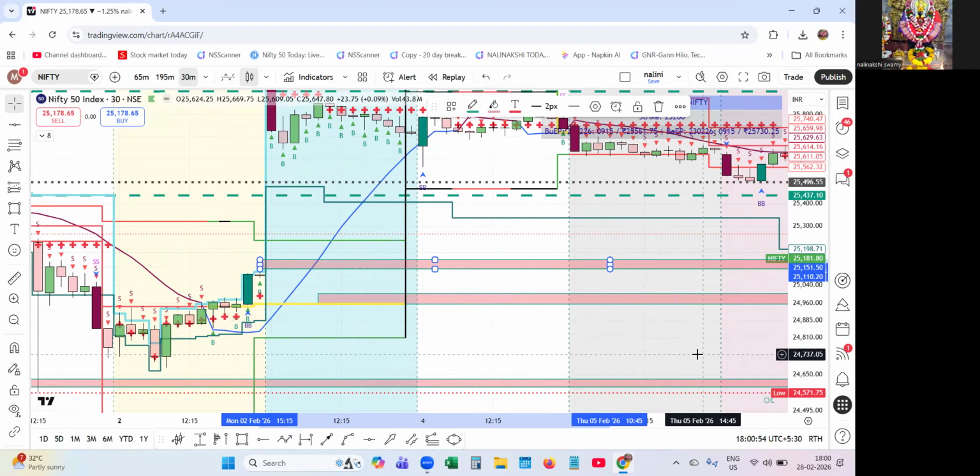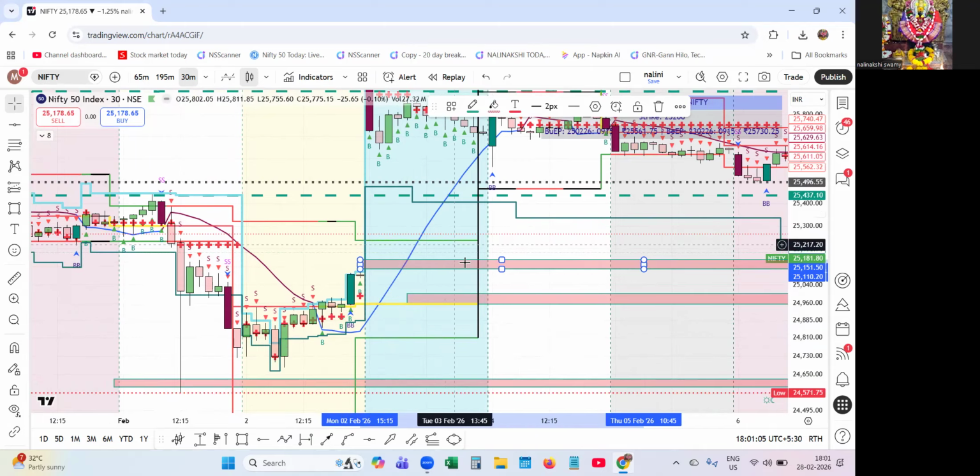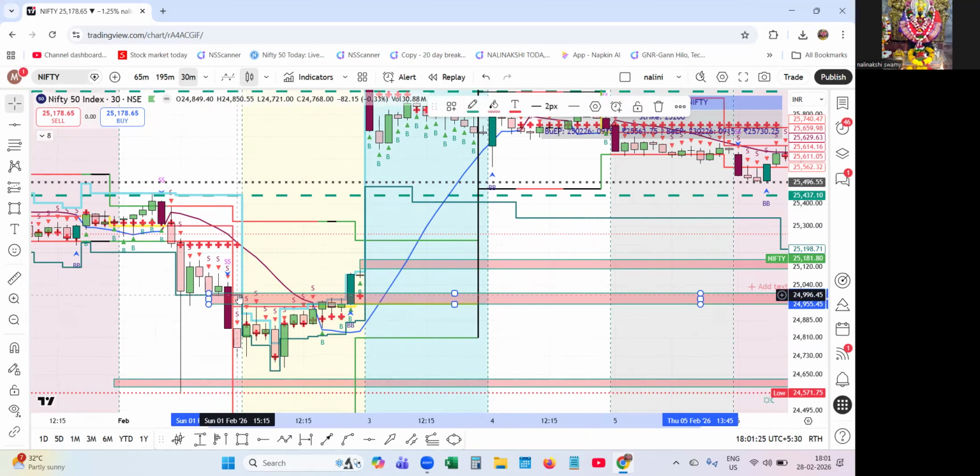25,181. Already it has come down to 25,141. And there is point of control over here. And this is the pivot and R1 over here. R1 pivot. So let us watch whether the market will take support around this area, deciding factor. From here, this is the level. From here, the value area low has shifted and transformed into the value area high.